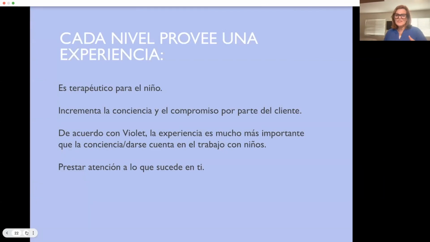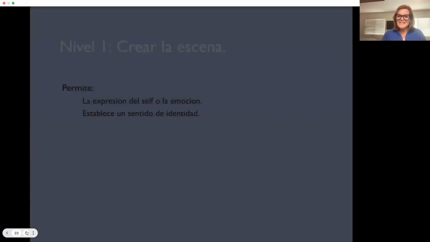So each time you give a child an experience with making a choice, even by choosing an image, it gives them an experience and it can be therapeutic. And no matter what the child is saying about their choice, you want to pay attention to your response. So that's helpful.